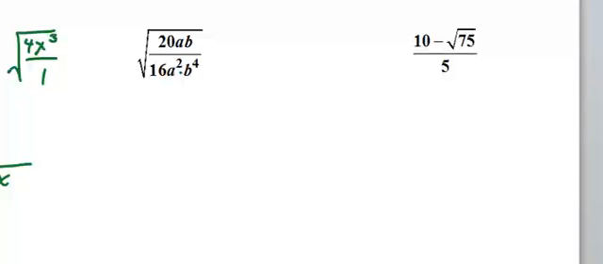Is the denominator a perfect square? Well, 16 is a perfect square. a squared is a perfect square. And b to the 4th is a perfect square. So yes. So we're going to separate the numerator and denominator under their own radicals.